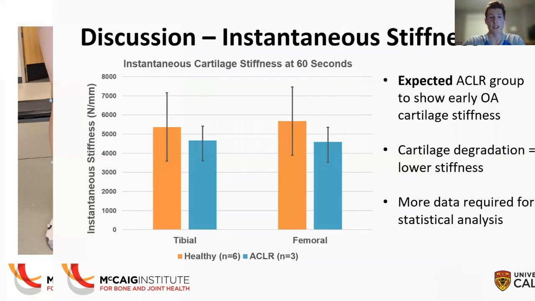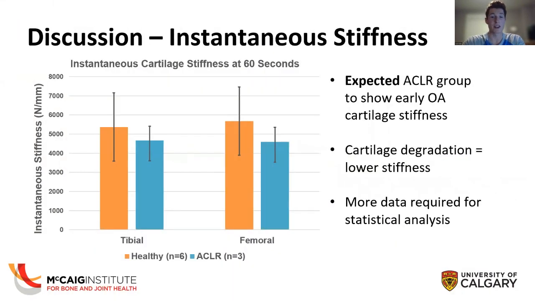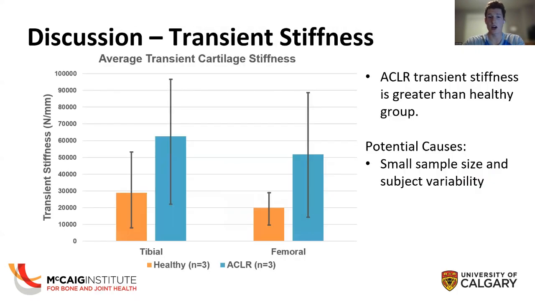So here's our first batch of preliminary results. For instantaneous stiffness, this suggests that the healthy group had stiffer cartilage, which makes sense if you consider the degradation that OA causes. At steady state, the diseased cartilage deforms more with the same force applied. For transient stiffness, we see the opposite. We see that the ACLR stiffness is actually much greater than healthy cartilage.